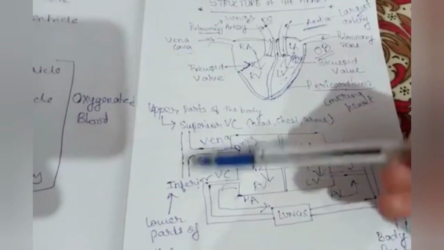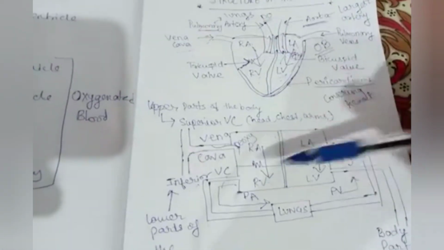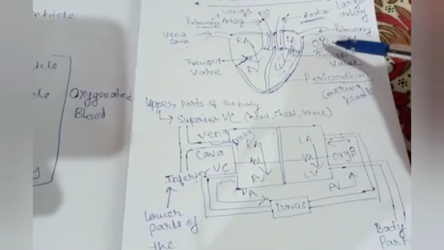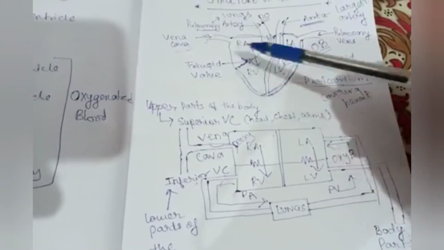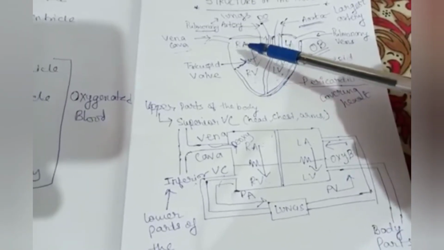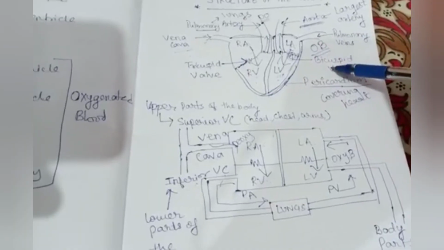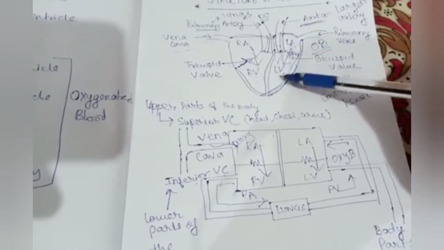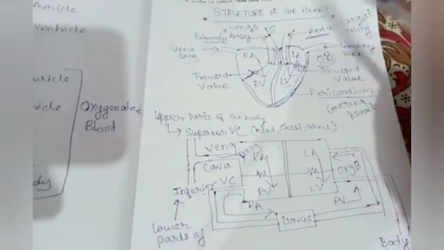So you need to learn all the names of the arteries and veins of the heart, and also what is the function of the tricuspid valve and the bicuspid valve. Tricuspid valve helps to prevent the backflow of blood in the right auricle and right ventricle. Bicuspid valve helps to prevent the backflow of blood in the left auricle and left ventricle. Alright, so that is all about the structure of the heart.